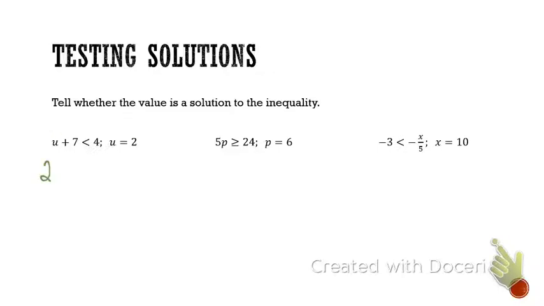2 plus 7 is less than 4. So what is 2 plus 7? I need you to show this work. I need you to write it down. 9 is less than 4. Is that true? No. So what does that mean? 2 is not a solution.